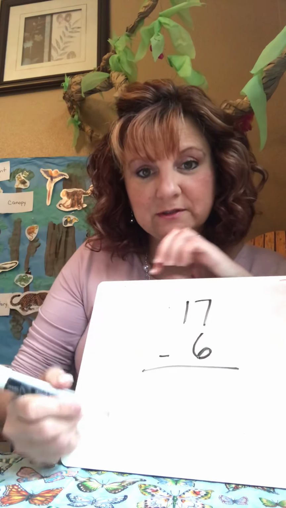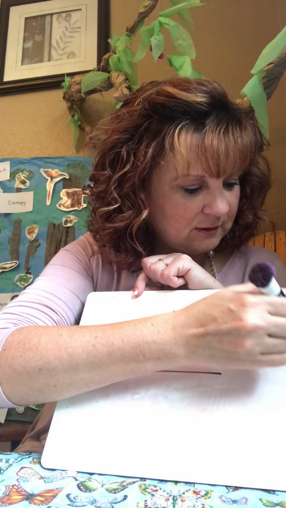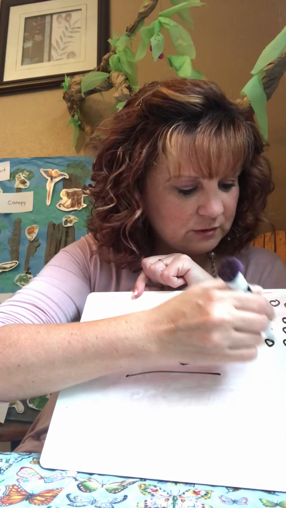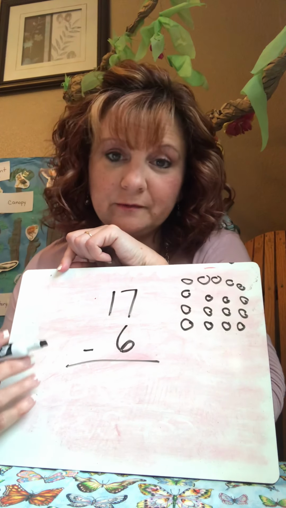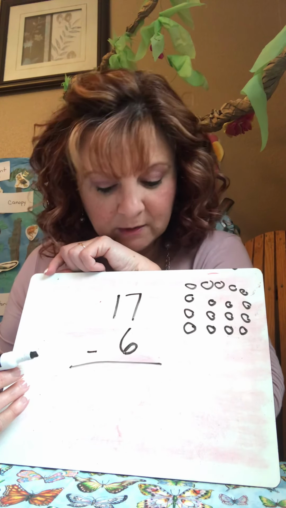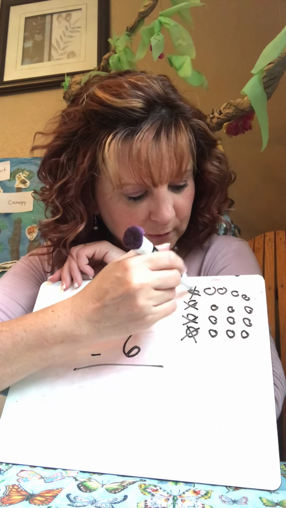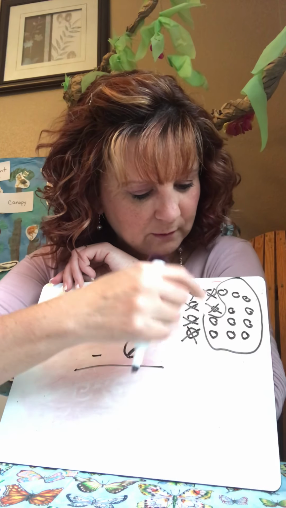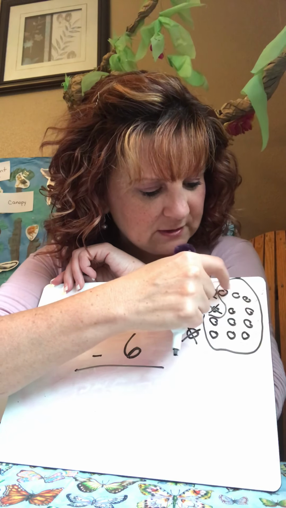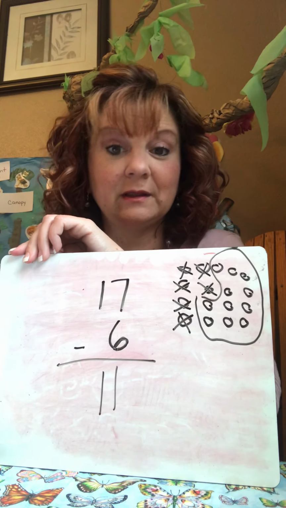Now, could you draw 17 poison dart frogs or circles? Let's try it. 1, 2, 3, 4, 5, 6, 7, 8, 9, 10, 11, 12, 13, 14, 15, 16, 17. I could draw 17 frogs or circles. You're not going to sit there and draw frogs. It would take too long. So 17 and minus 6 of them. 1, 2, 3, 4, 5, 6 of them. And this is how many's left. Let's count. 1, 2, 3, 4, 5, 6, 7, 8, 9, 10, 11's left. 11's your answer. Now that's one way to do it.